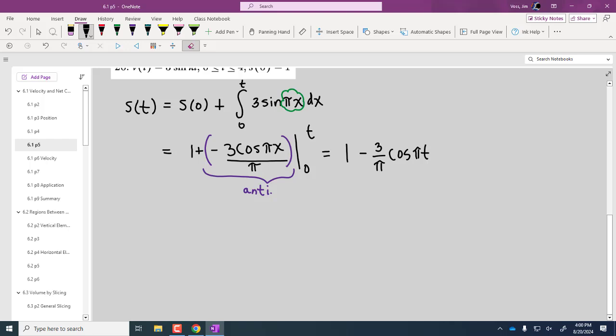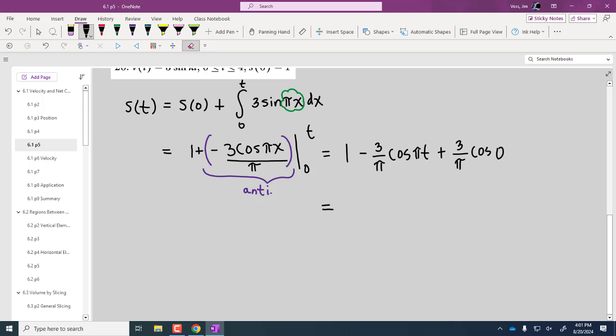We've got that. Now we subtract off the antiderivative at the lower limit of integration. Subtracting off a negative is going to make a positive, this whole antiderivative right here. So positive 3 divided by pi times cosine of 0 times pi, which is 0. And what is cosine of 0? 1. So we can simplify this a little bit.